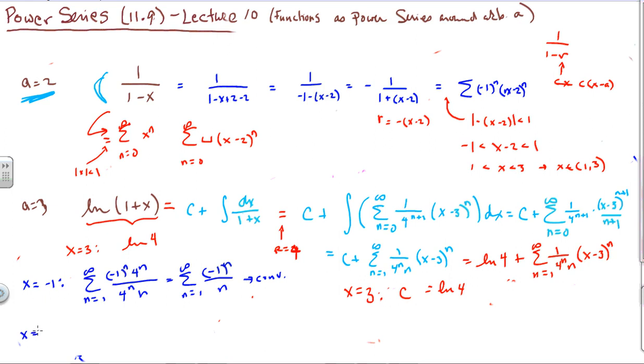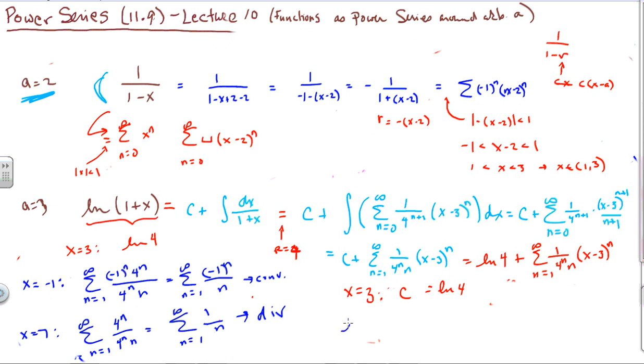And what's the other endpoint? x equals 7 is the other endpoint. And again, we don't care about this constant ln 4 if we're looking for convergence. We're just going to look at this sum, n equals 1 to infinity. When I plug in 7, I get 7 minus 3, which is 4, to the n over 4 to the n times n, which is equal to the sum n equals 1 to infinity of 1 over n, which diverges. It's a harmonic series.